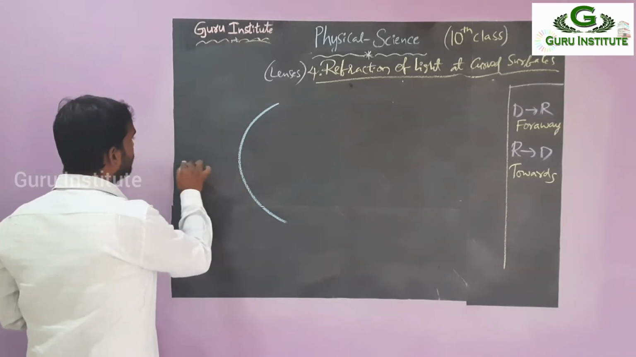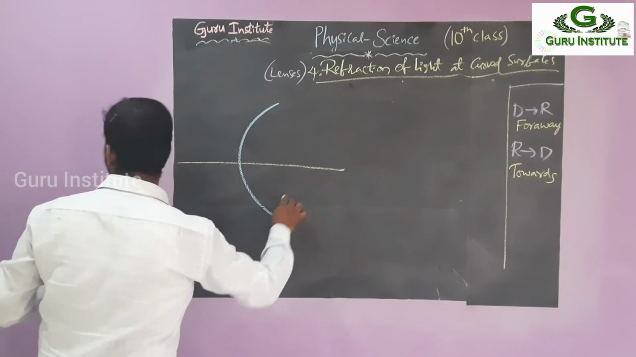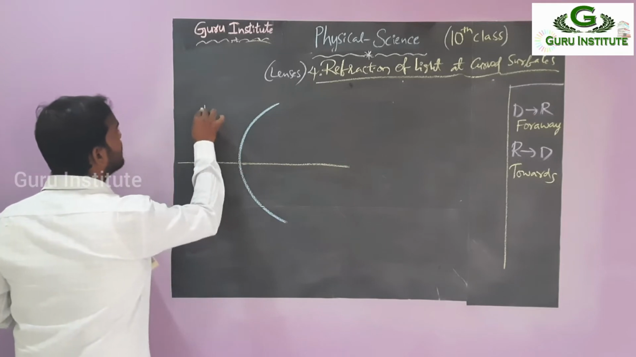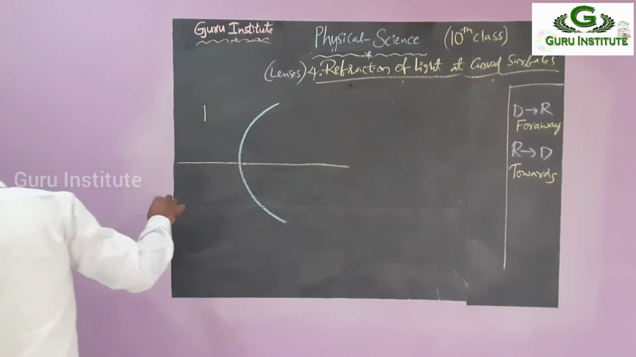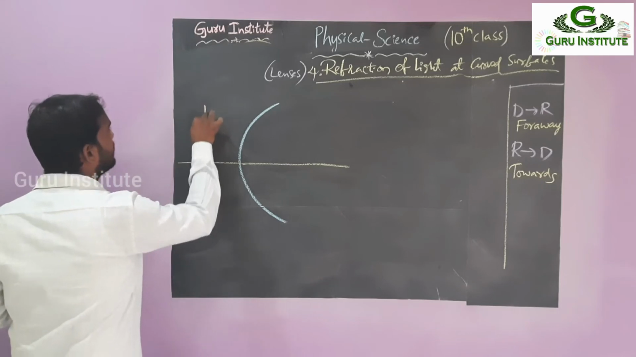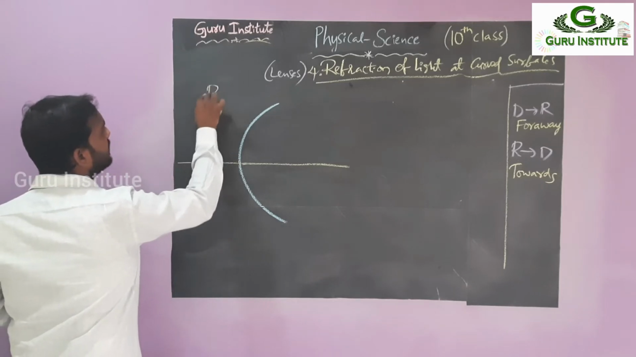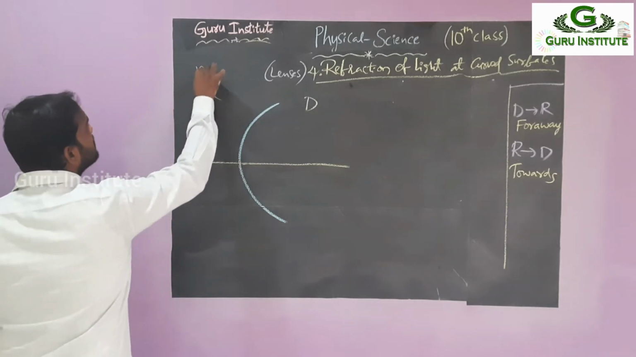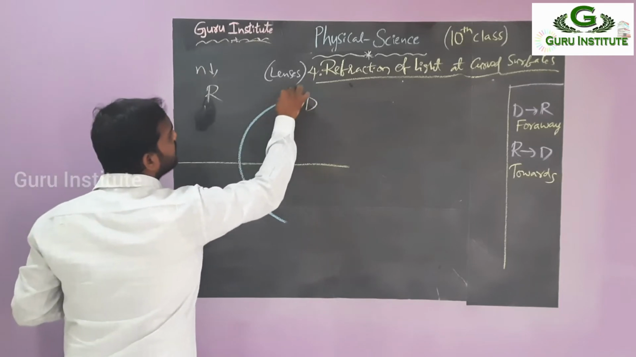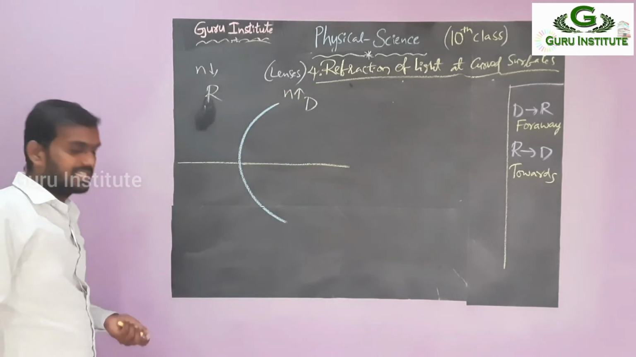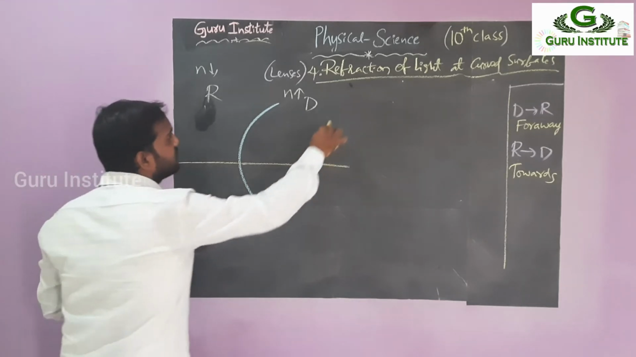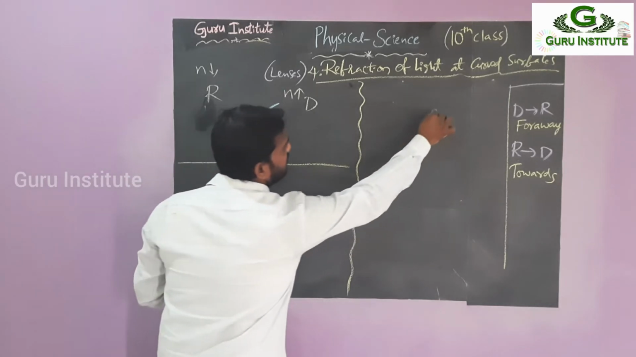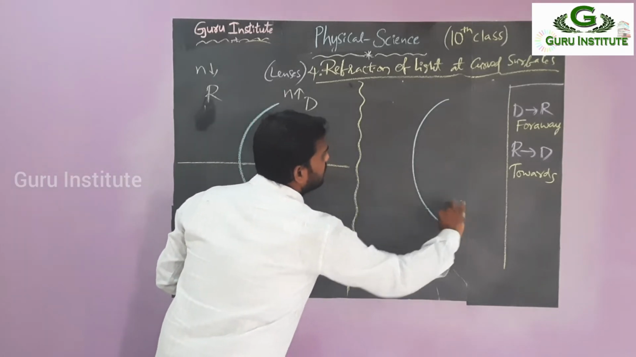Then we are drawing the principal axis. Let's take, this is the rarer medium and this is the denser medium. What do you mean by rarer medium? N value is less. What do you mean by denser medium? N value is more. This is the first case. Vice versa, you have to see the same second case also here.